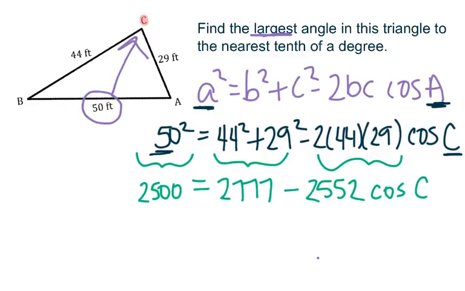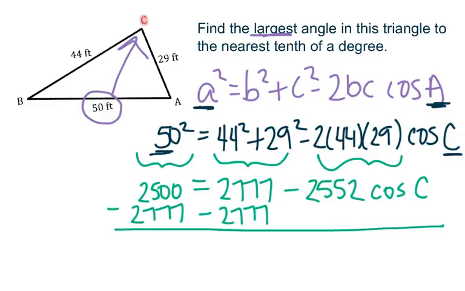Like I said before, I can't emphasize this enough, I cannot subtract these because these are not like terms. This one has cos C and this one does not. So what I have to do instead is first subtract this number over to the other side. That gives me negative 277 equals negative 2,552 cos C.